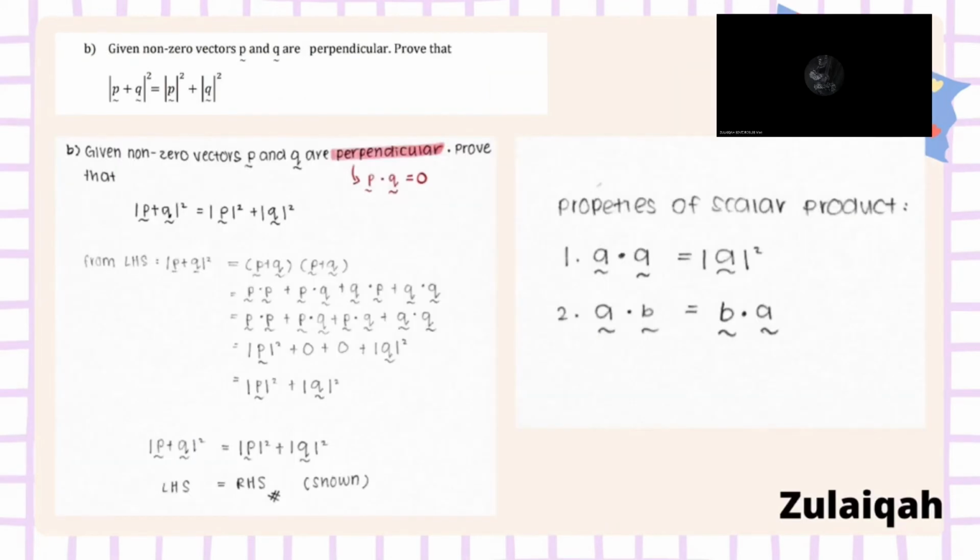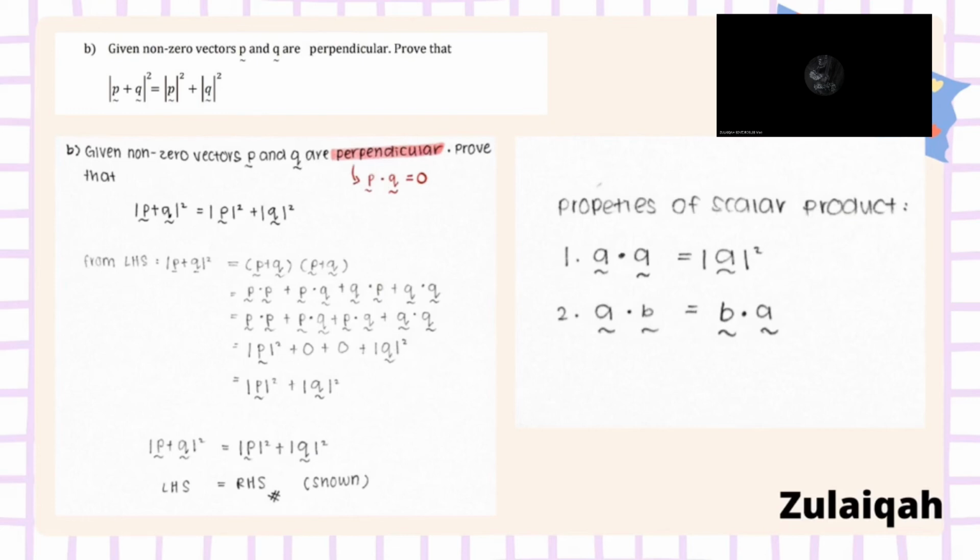Thank you, Claire. Okay, for the next question, given non-zero vector P and Q are perpendicular, prove that modulus P plus Q square equal to modulus P square plus modulus Q square. Okay, from the left-hand side, modulus P plus Q square, kita boleh sama dengan dia dengan P tambah Q darab dengan P tambah Q.